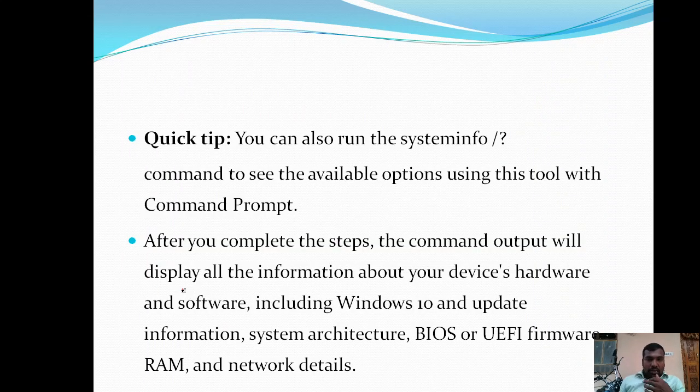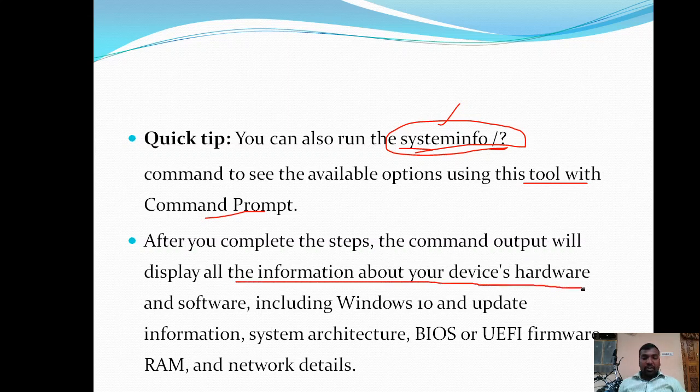Now you can also run systeminfo with an option to see the available options using this tool with the command prompt. With the help of this, you can see the various options that are available with the systeminfo command. After you complete these steps, the command output will display all the information about your device hardware, software including Windows 10 and updated information, and the system architecture, whether it is a 32-bit architecture or 64-bit architecture.